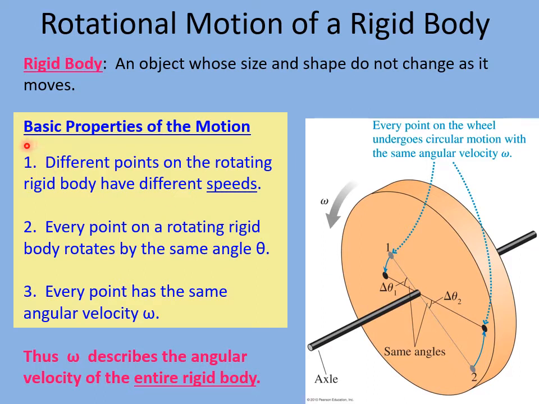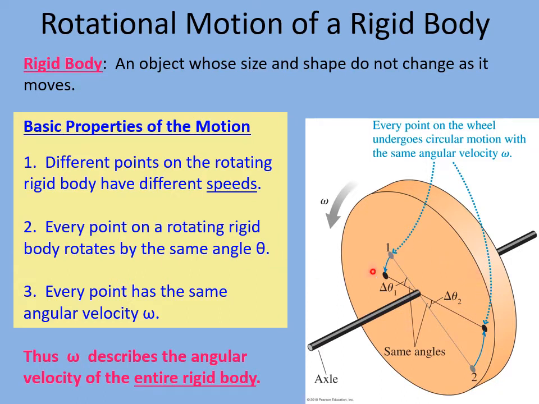So the basic properties of this type of motion are that different points on the rotating rigid body have different speeds. The farther away from the axis we are, the faster that part of the rigid body is going to be moving because it's covering more distance in the same amount of time. For a point close to the axle, it's still turning around like this, but it's covering less distance, so it has less speed. Every point on a rotating rigid body rotates by the same angle, theta.